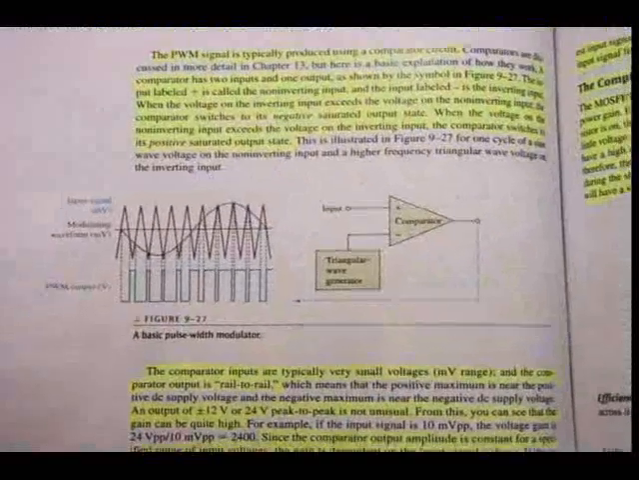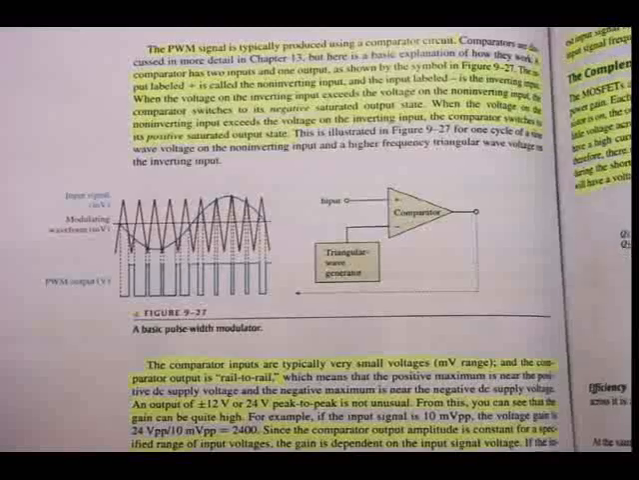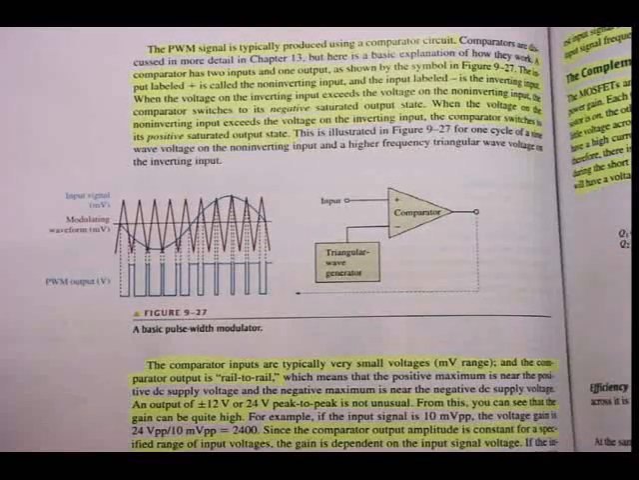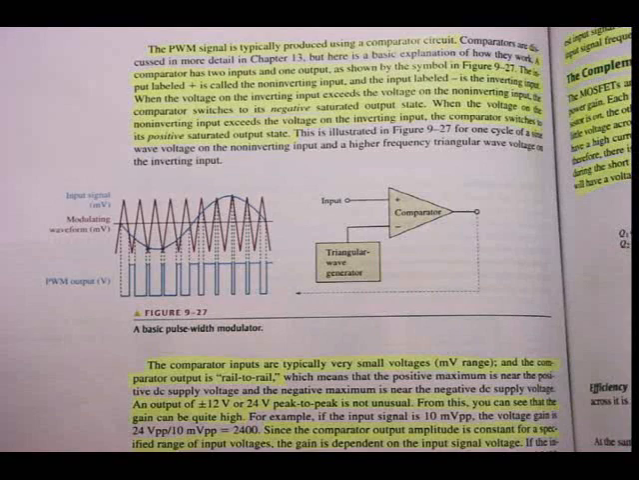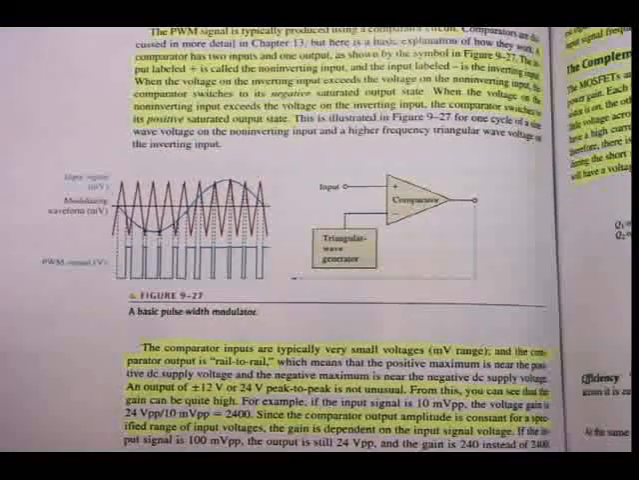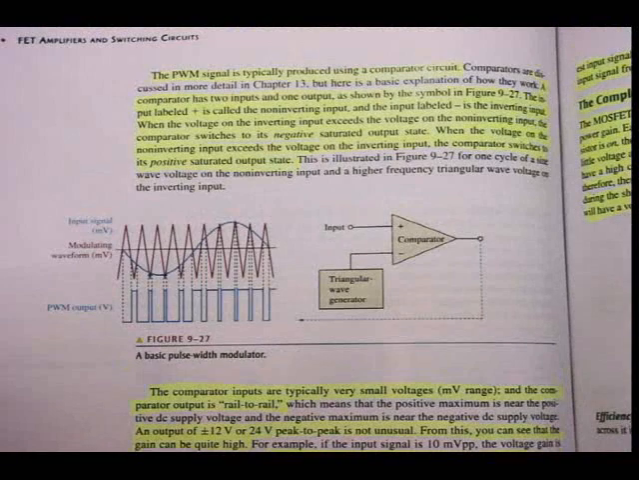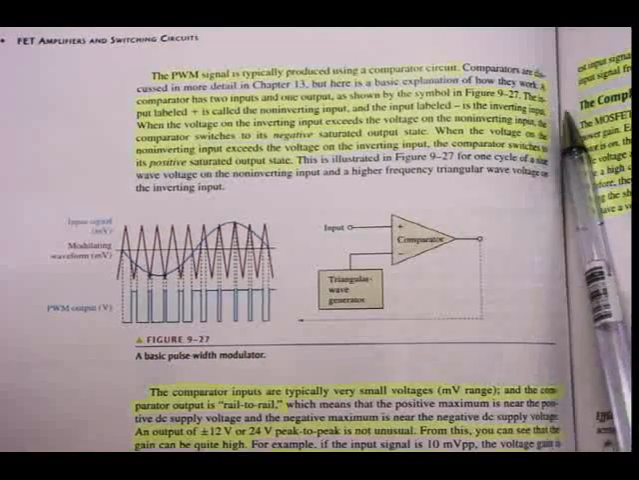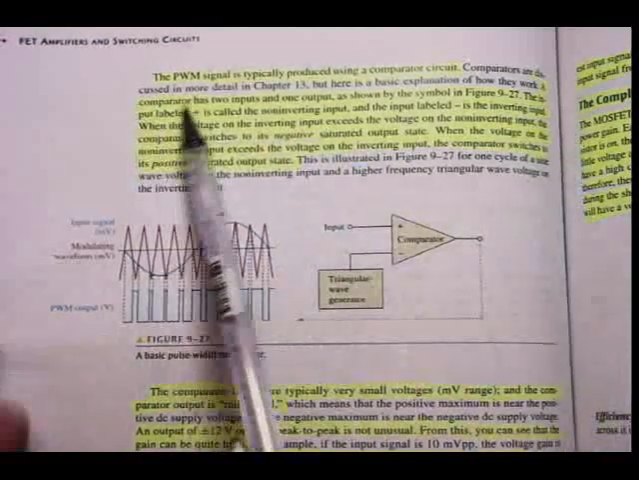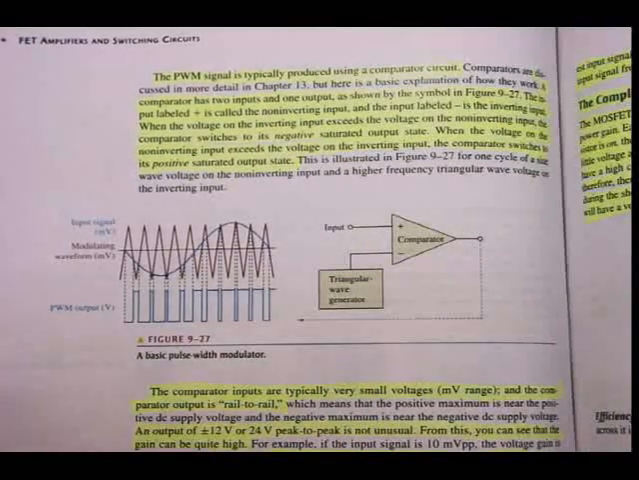Page 456, top. The pulse width modulator signal is typically produced using a comparator circuit. Now, a comparator circuit is only discussed in chapter 13, and you will only see it again in theory in electronics 3, but they give us a basic explanation, as I've underlined there as well. A comparator, please underline there as well. A comparator has two inputs and one output, right?